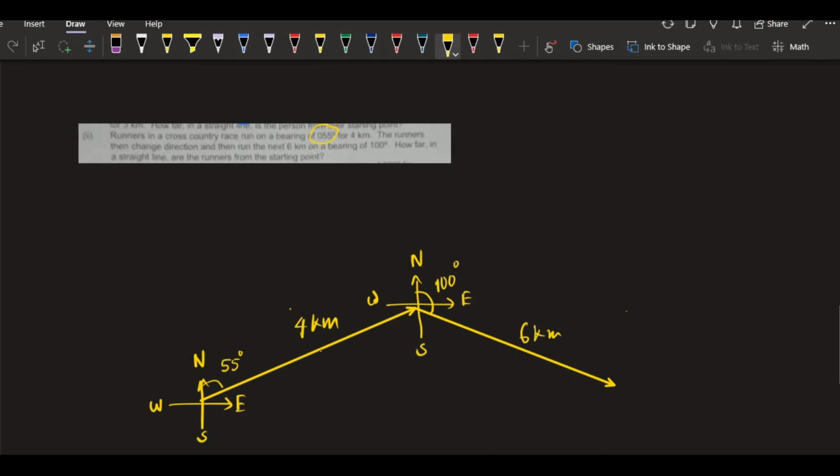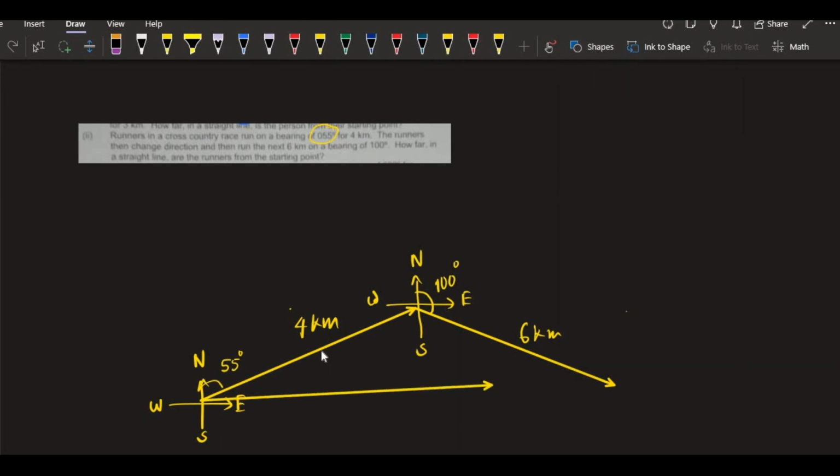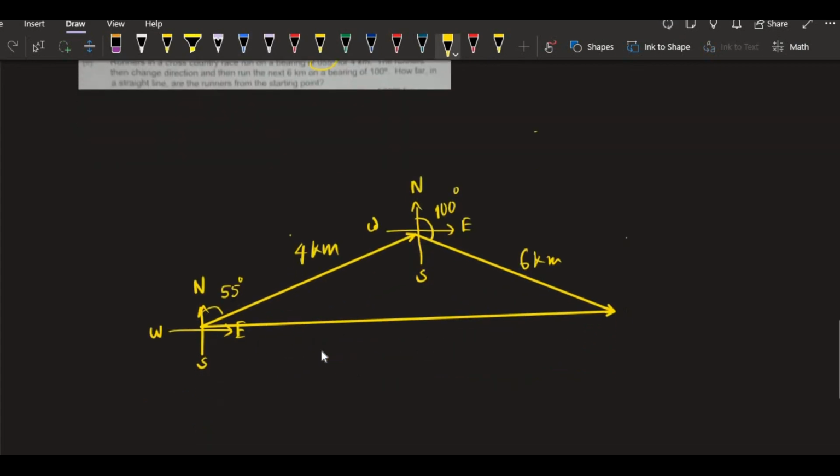How far in a straight line are the runners from the starting point? So basically they're asking us to find this length. So this is supposed to be found. This is unknown.